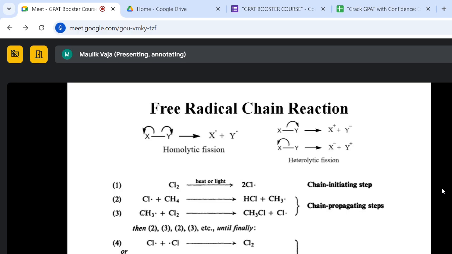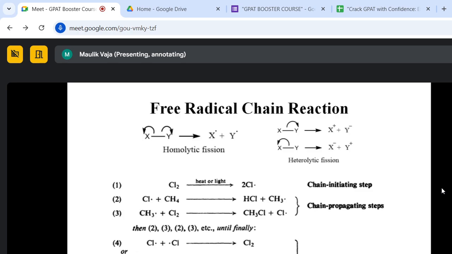Steps 2 and 3 repeat until you get the final product, or until the radical is quenched. So this is the chain propagation step, and the final step is the chain termination step. Chain termination is when two radicals combine together and stop the chain. Two chloride radicals combine to give chlorine gas, two methyl radicals form ethane, and a methyl free radical and a chloride free radical form CH3Cl, that is chloromethane. So this is the free radical chain reaction.